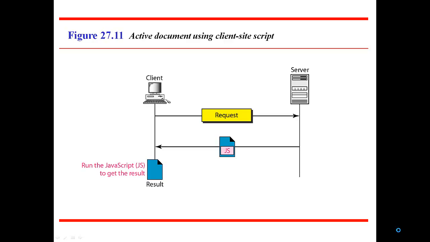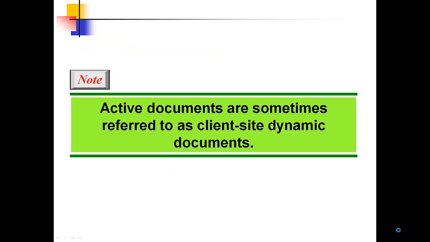And then the things that the JavaScript can do is it can make user interface objects active. It can maintain content. It can rotate images. It can do fancy menus. There is just a lot of stuff that you can do with JavaScript. I rely on JavaScript heavily for everything I do in web applications. So here's a note. Active documents are sometimes referred to as client-side dynamic documents. You really should be side, not site.